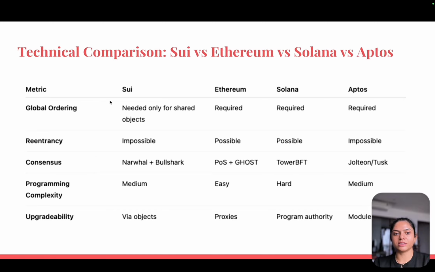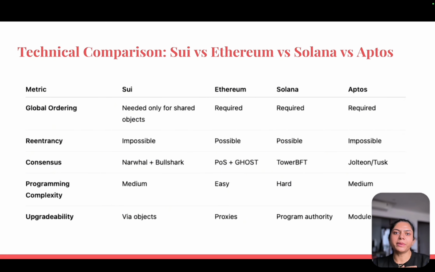Programming complexity: Sui's is medium, Ethereum is easy, Solana is hard, and Aptos is medium. Upgradability: Sui via objects, Ethereum via proxies, Solana via program authority, and Aptos via modular upgrades.